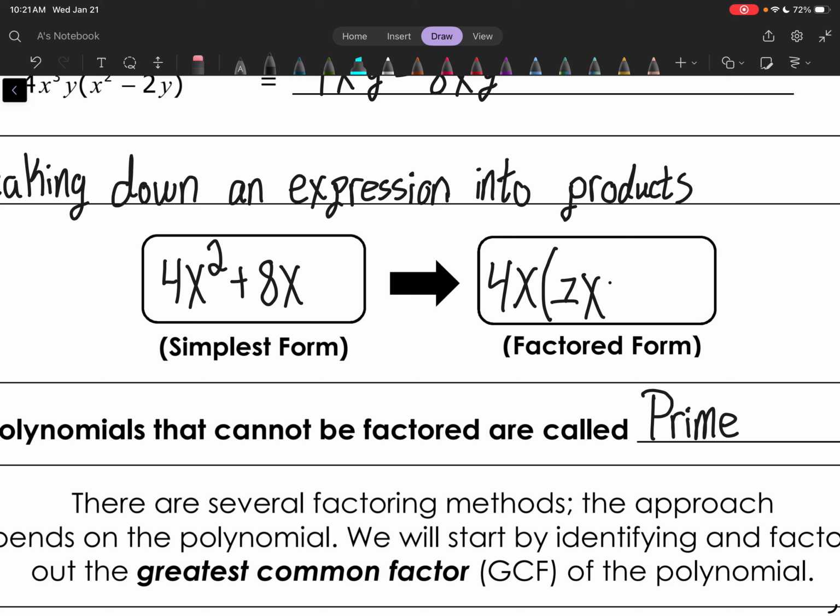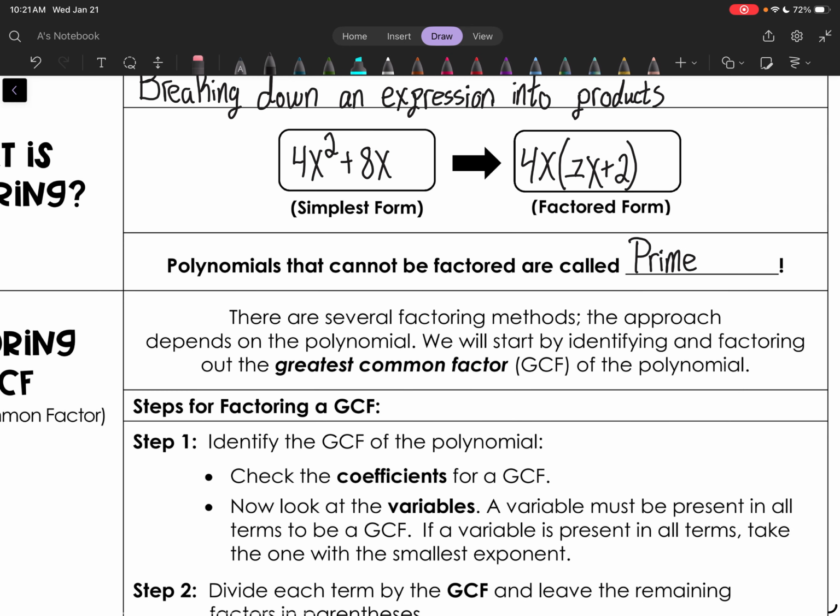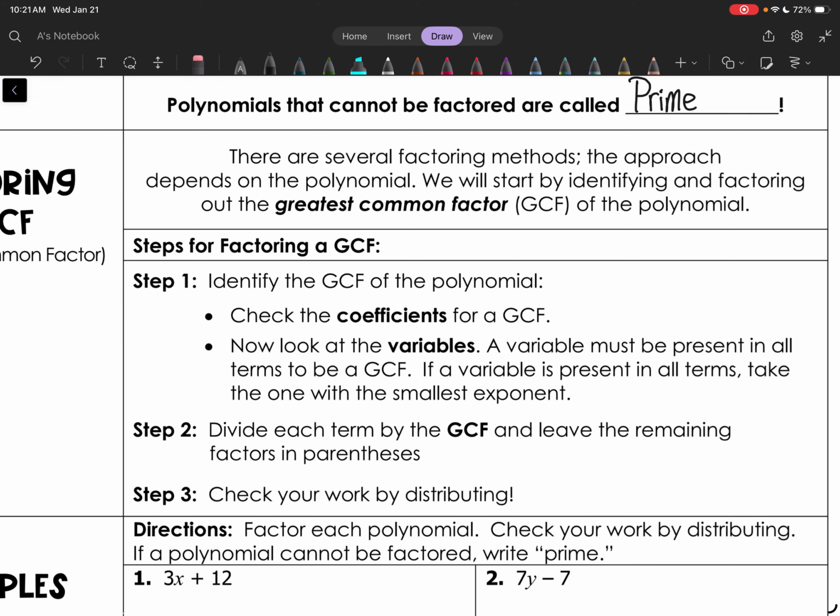8 divided by 4 is 2. I had 1x. I pulled it out. There's none left. I'm finished. So it's 4x times, you can leave off the 1 if you want, but x plus 2. If you cannot factor it, it is called prime. So in order, we're going to check the coefficients, we're going to look at the variables, and we're going to see what we can factor out.